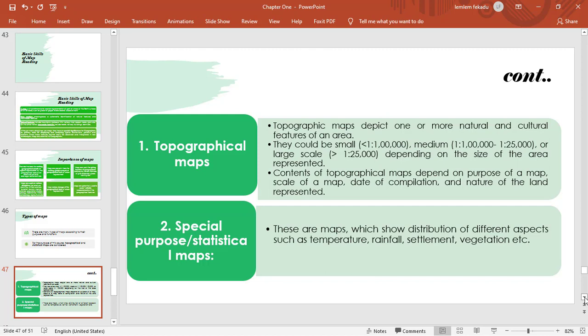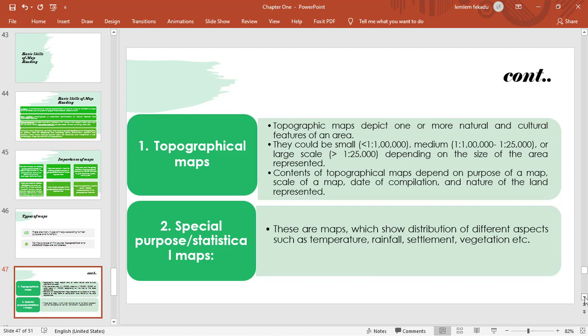The vertical position or reliefs are normally represented by contour lines. On maps showing relief, the elevation and contours are measured from a specific vertical datum plane, usually using mean sea level. So generally, topographical maps could be small scale, medium scale, or large scale. So the scale is dependent on the size of the area represented.